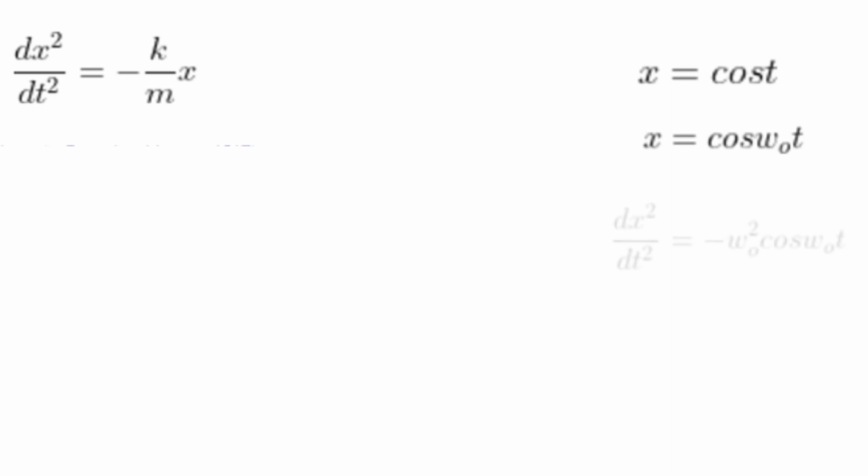Now, if we differentiate x twice, we get an equation equivalent to our first one. The second derivative of x is minus omega 0 squared times cosine omega 0 times t. We see that our constant k over m is equal to omega 0 squared. Hence, omega 0 is the square root of k over m.